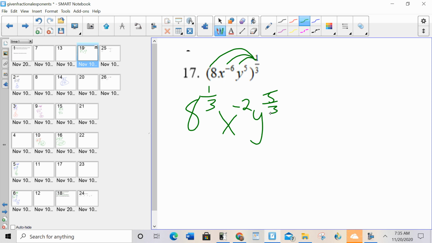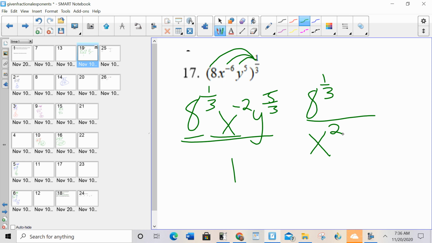Negative exponents are fractions. Because I see a negative exponent, I make a fraction. Whatever's being raised to a negative power moves. 8 is not being raised to a negative power, so it stays. X is being raised to a negative power, so it moves to the bottom and becomes positive. Y is not being raised to a negative power, so it stays. Clean it up. So the only thing I can clean up here is 8 to the 1/3 power.